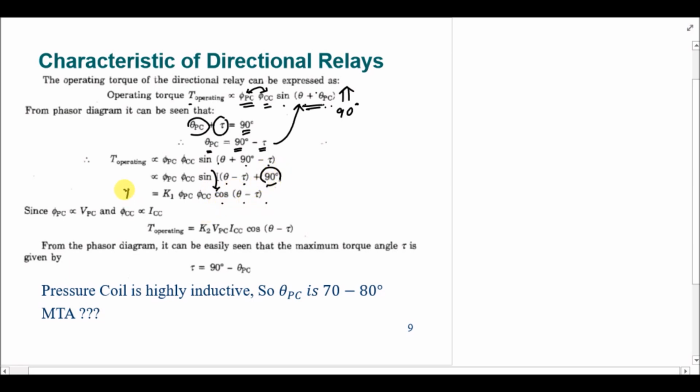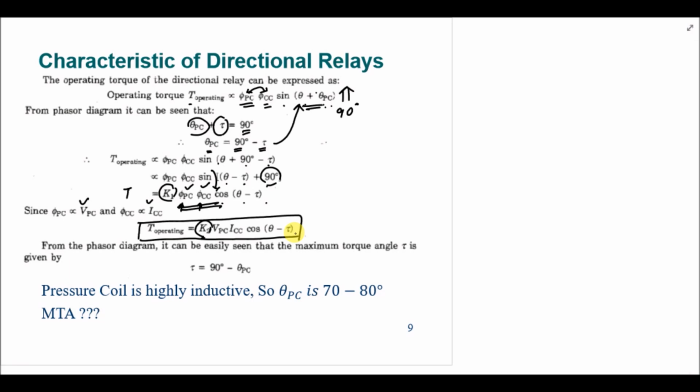So operating torque is equal to K1 times phi PC, which is the flux through the potential coil, and the flux due to the current coil is phi cc cos theta minus tau. And we can replace phi PC with VPC and phi cc with ICC, right, because they are proportional. And when we replace these two values in this formula, then this K1 constant will be converted into K2. So this will be the formula that will be used for the directional relay operating torque calculation.